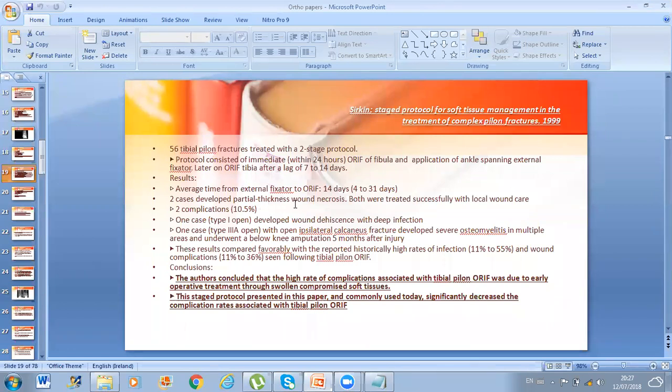2 cases developed partial thickness wound necrosis. Both were treated successfully with local wound care. 1 case developed wound dehiscence. 1 case with ipsilateral calcaneal fracture developed severe osteomyelitis. The result compared favorably with the... Excuse me, sir?